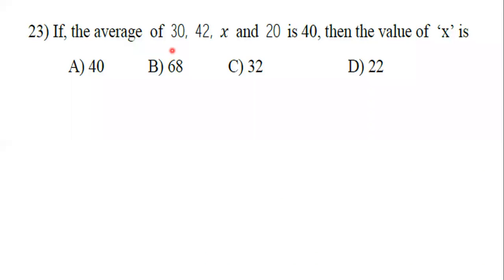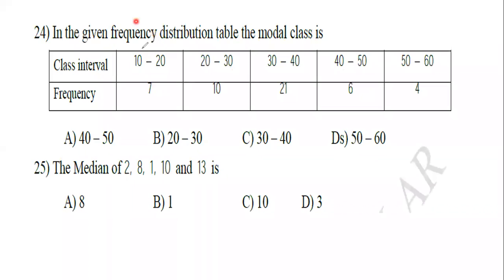24th question is, in the given frequency distribution table, the modal class means most repeated frequencies. So which one is there? 7, 10, 21, 6, 4. 21 is the highest frequency here. So the modal class is 32 to 40. So option C is the correct answer.